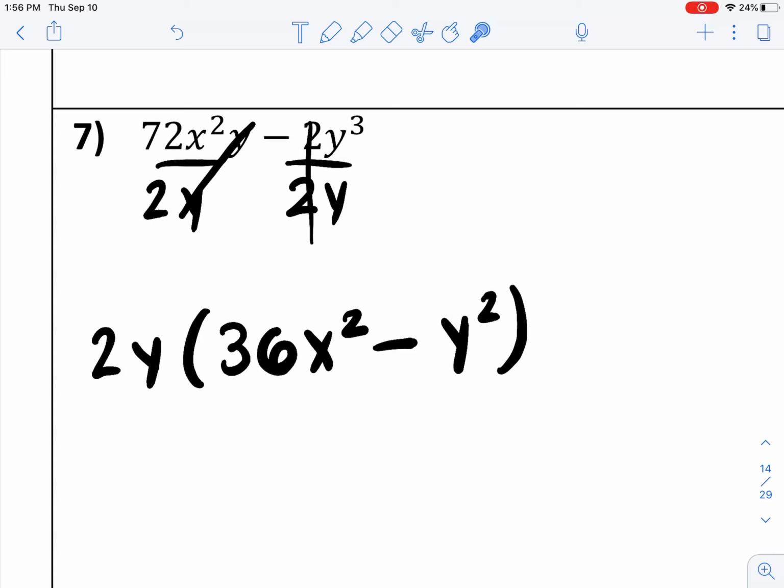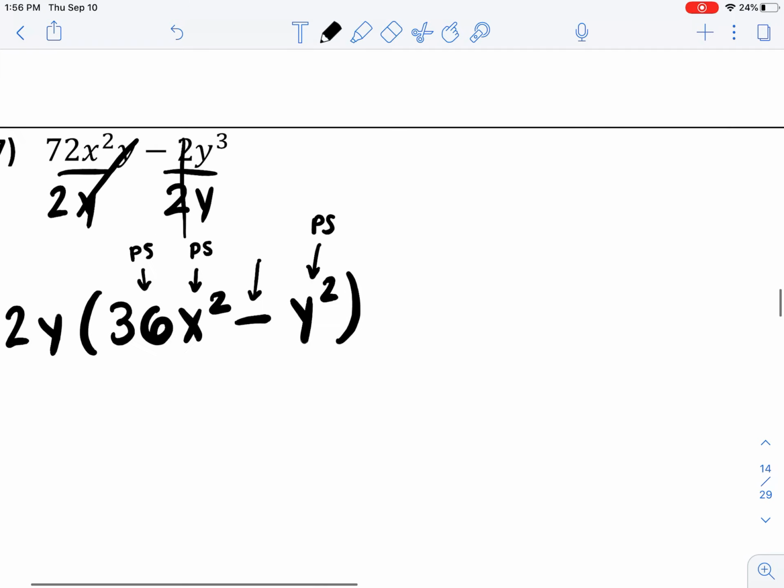Looking at what I have left over, I have 2 terms. First term, second term. Whenever you have 2 terms, according to your steps, you need to see if it is DOPS. Well, I'm in luck because 36 is a perfect square. X squared is a perfect square. I have a minus sign, and y squared is a perfect square. So since these are all perfect squares, this is DOPS. I can break it down.